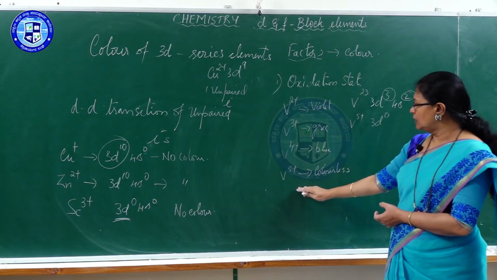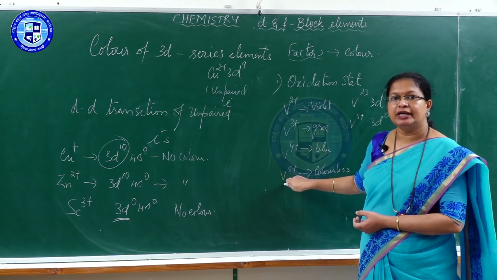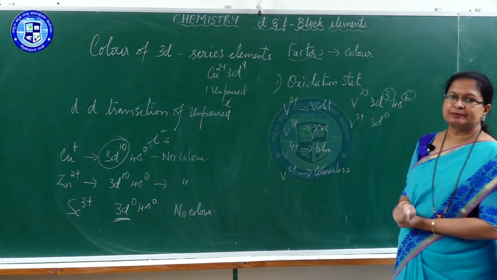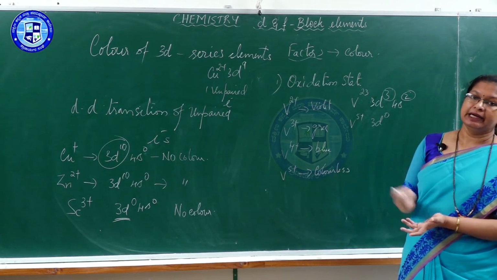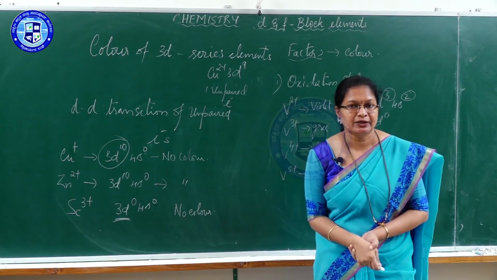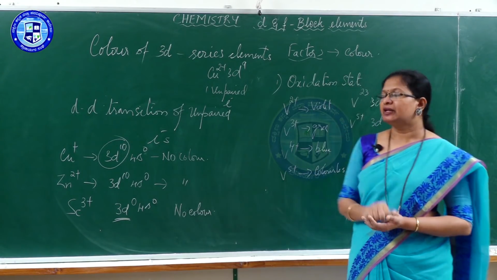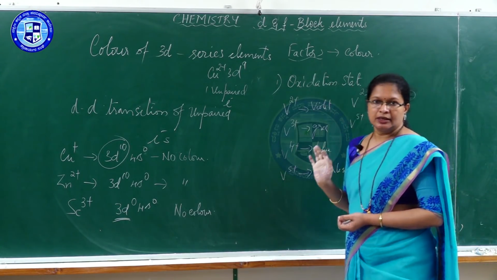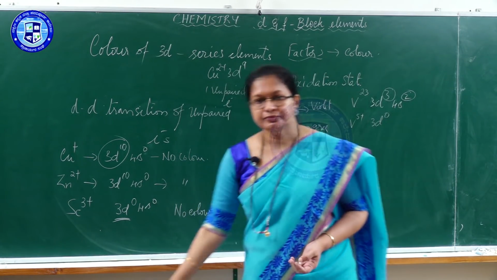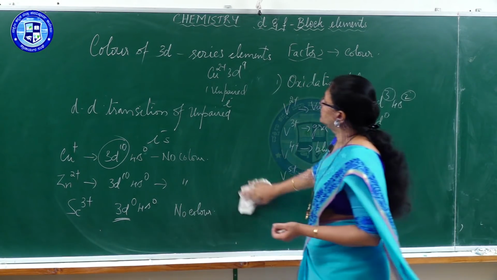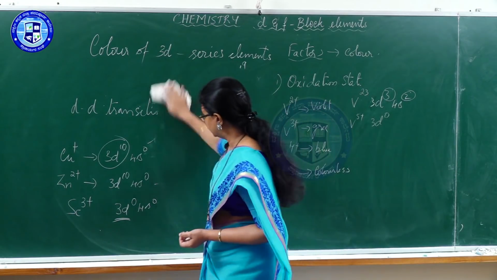Among the vanadium salts, the salt with vanadium in the +5 state is colorless because there is no unpaired electron. So, d-d transition of an unpaired electron is not possible in this. That is one of the factors which causes the color. Right? There is another factor on which color depends.